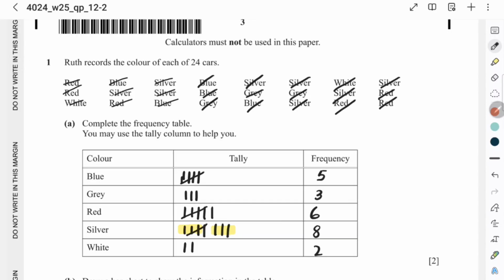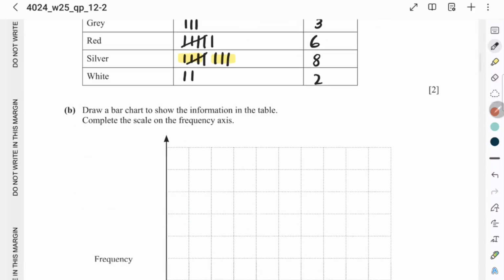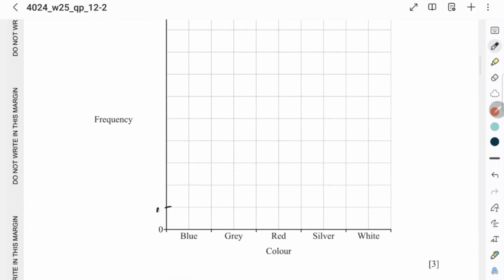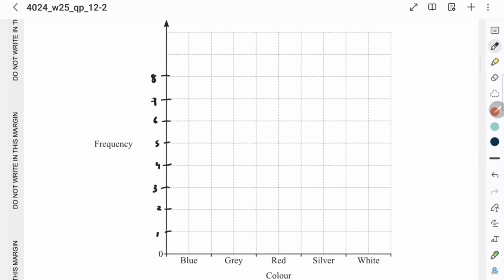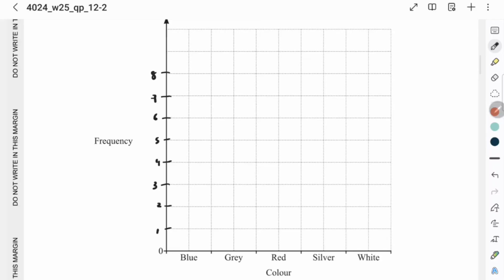Okay, so we'll have to draw a bar chart to show the information in the table. Complete the scale on the frequency axis. So remember, the highest number of the frequency is 8. So just write down 1, 2, 3, 4, 5, 6, 7 and 8. Take your ruler and draw the bar chart. So blue is 5. So you will have to make the blue till 5. So we'll have blue till 5.